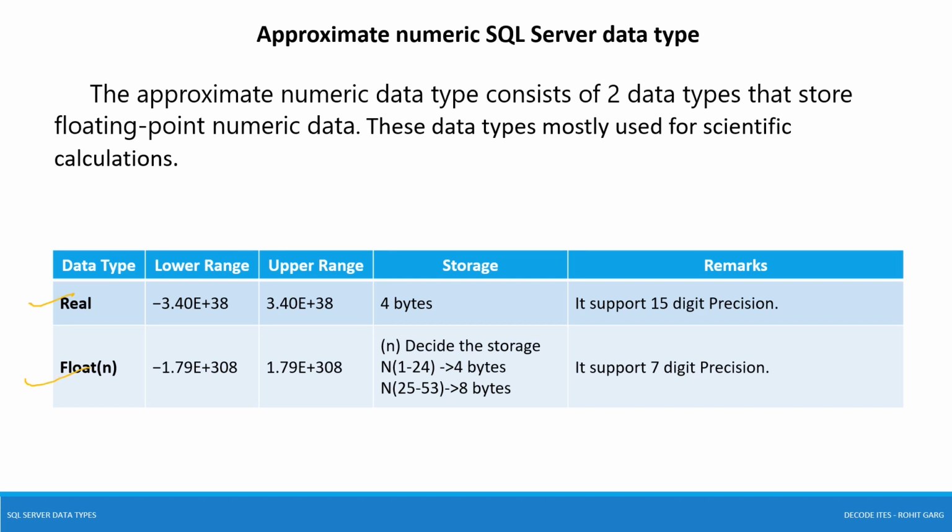For real, we need 4 bytes of storage, and for float, it depends on the n value. If the n value is between 1 and 24, it needs 4 bytes, and if the n value is between 25 and 53, it needs 8 bytes. Real can support up to 7 digits of precision, and float can support up to 15 digits of precision. You can see the lower range and upper range of both data types are very high, and they can really hold very large values.